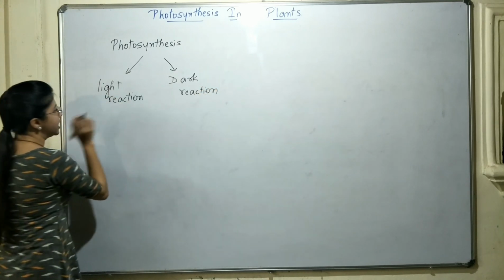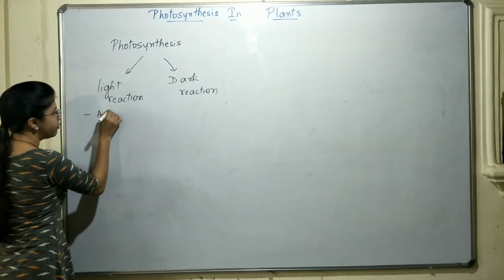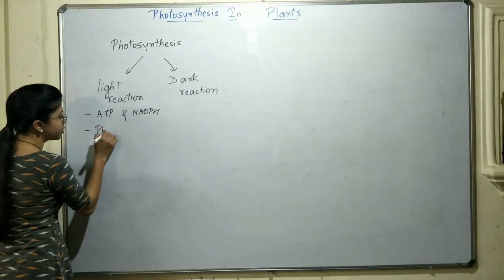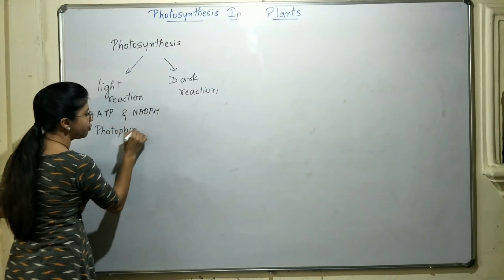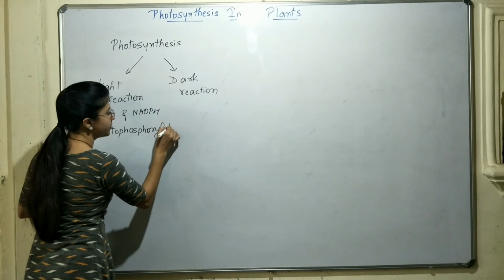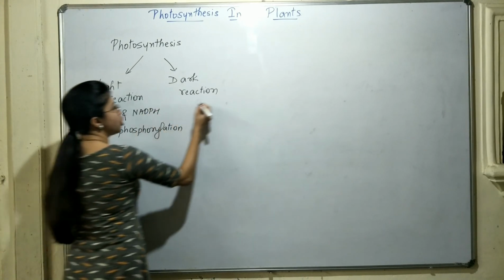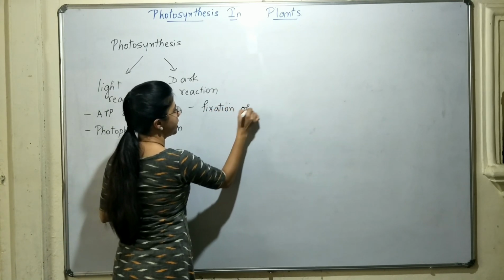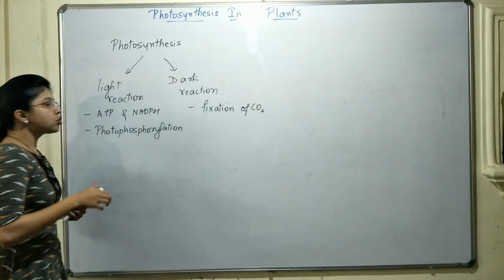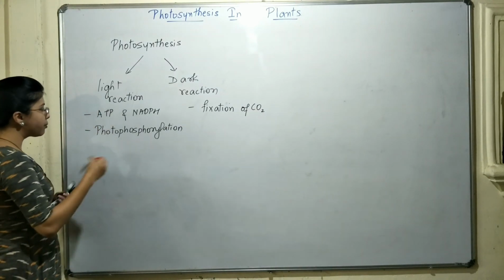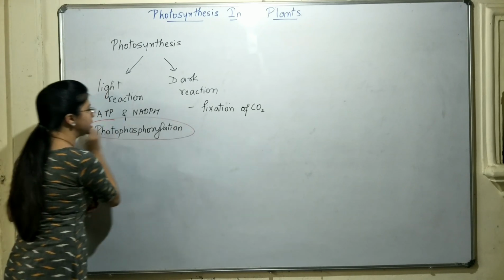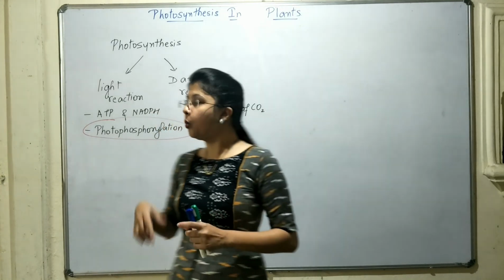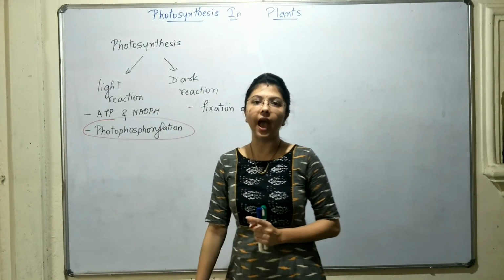Right? Now, as we have already discussed, during this light reaction there will be formation of ATP and NADPH taking place. Apart from that, there will be a process taking place called photophosphorylation. The dark phase is also called a biosynthetic pathway, where there will be fixation of carbon dioxide taking place. So now we will discuss the process of photophosphorylation in detail. How the photopigments and photosystems that we have studied in the last class will be involved in synthesis of these ATP and NADPH.